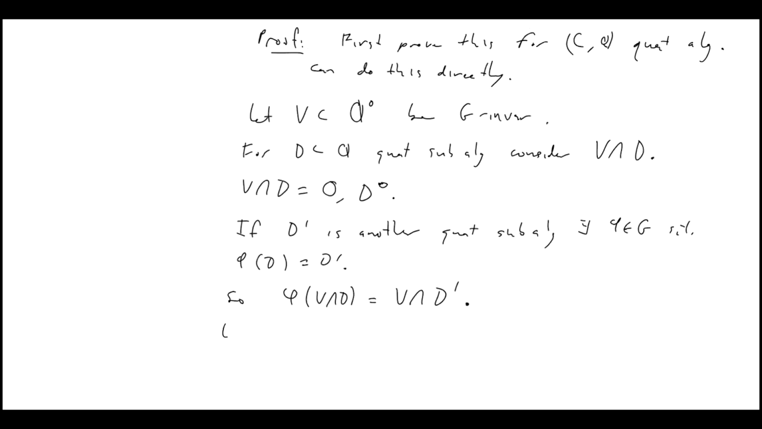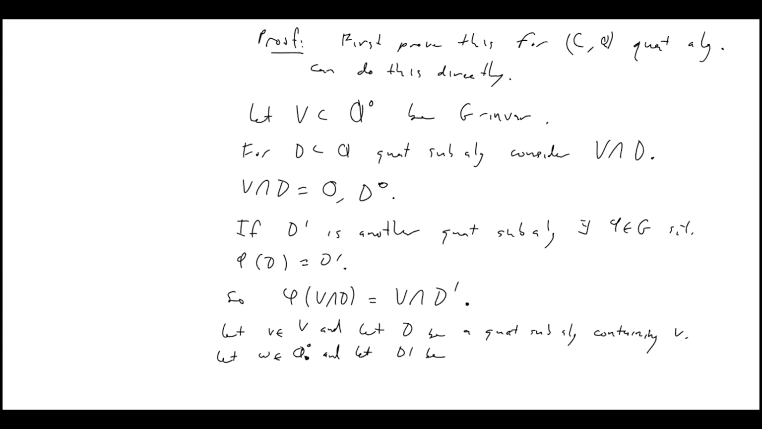So now let's let v be in V, and let D be a quaternion subalgebra containing v. And let's let w be some trace zero element, and let D prime be a quaternion subalgebra containing w.